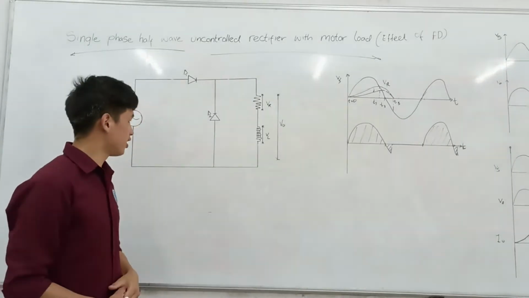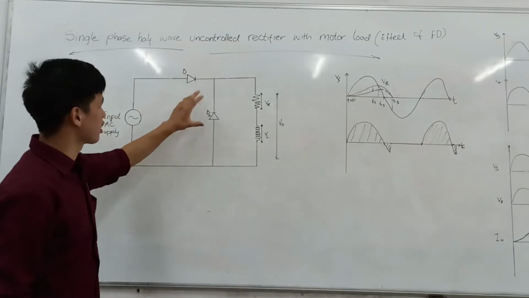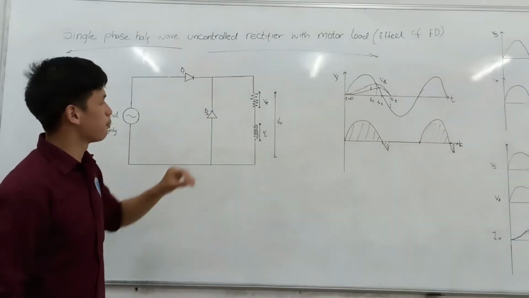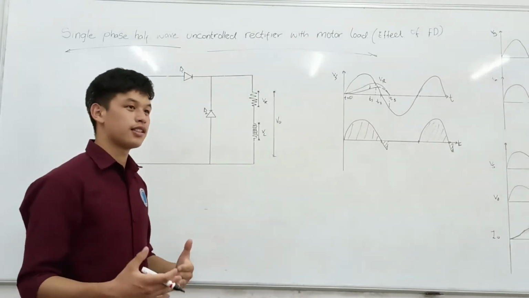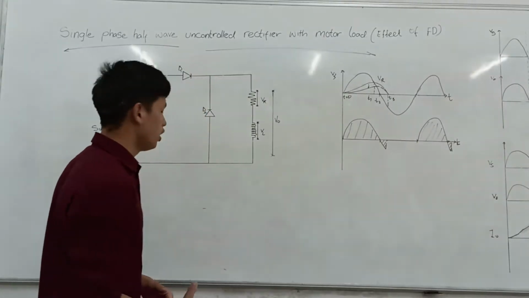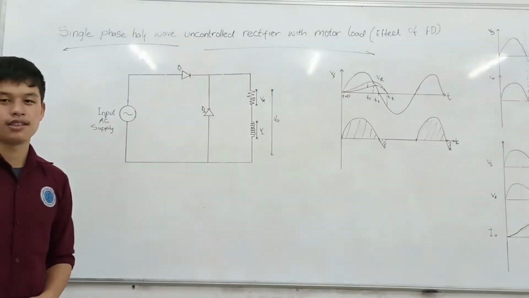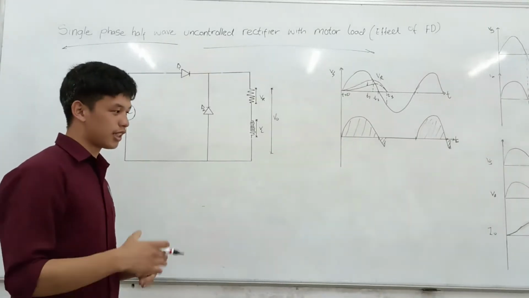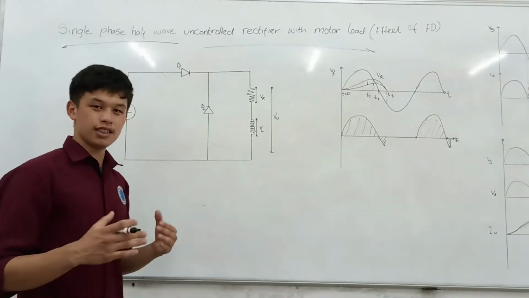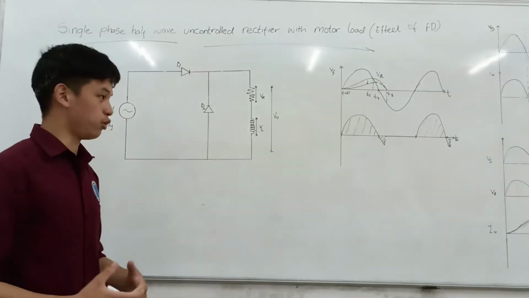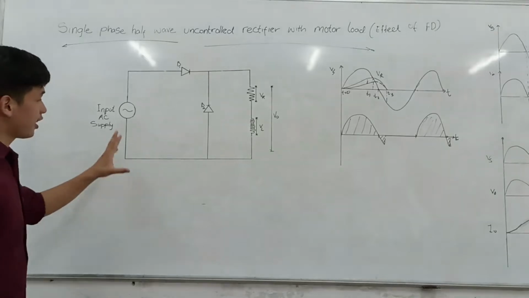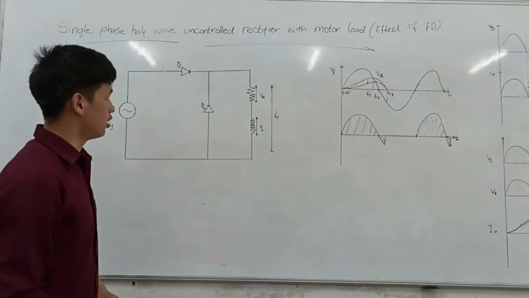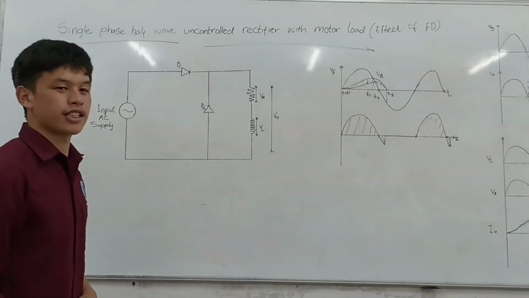A freewheeling diode is normally a normal diode which is connected in parallel to the motor load, so that the output waveforms of current and voltage are improved. The current is continuous, whereas for the voltage it makes the output more smooth. And there are two cases of operation within the single phase half wave uncontrolled rectifier.